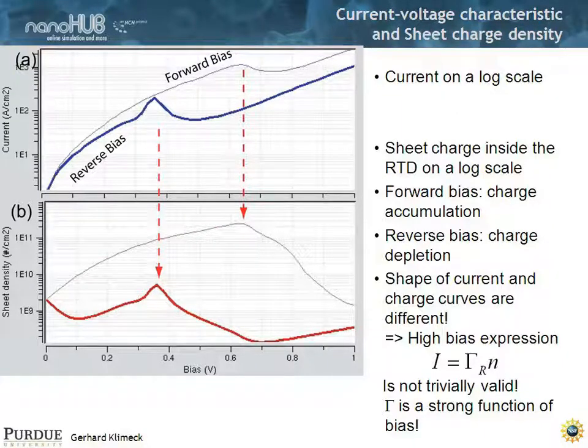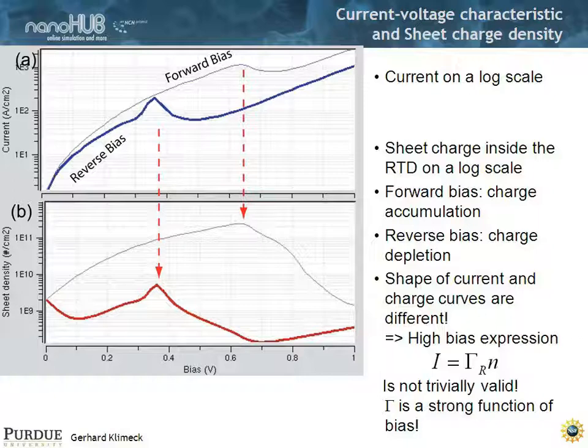IV profiles. But remember this function I had written down here, this current is proportional to gamma times n, right? So if that is really true, then the curve for the current and the curve for the charge should look the same by some scaling constant, right? I is equal n by some scaling constant. Well, it turns out that scaling constant is voltage dependent, right? We know our barrier on the right is energy dependent. That gamma is not an energy independent gamma.